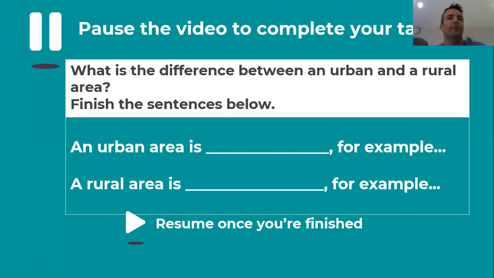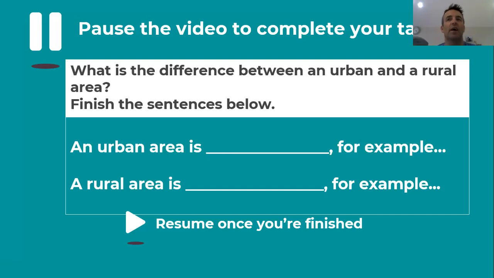Well done, everybody. So we should have said or written down that an urban area is land used for human settlement. For example, towns and cities. A rural area is places in the countryside that are used for farming or natural areas like farms or nature reserves. If you've got those correct, then you can give yourself a big pat on your back.